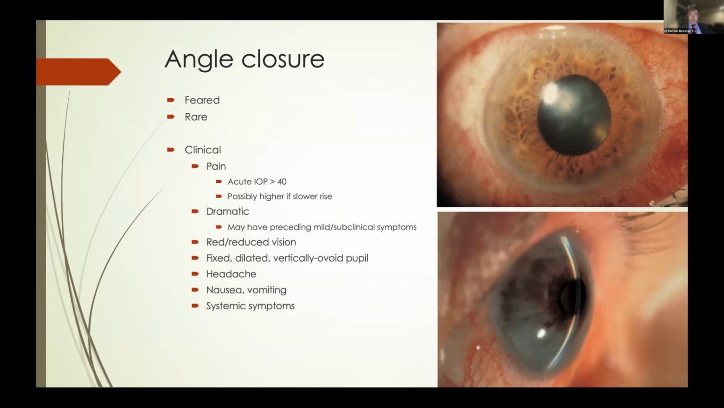Usually, if a patient presents with an angle closure crisis, it's not subtle. They will be in extreme discomfort. The eye will be red, they'll have reduced vision. The pupil will be involved. It'll be fixed and classically described as vertically ovoid due to the ischemia that's present. Patients will also have headache due to the extremely high pressure, nausea and vomiting, and sometimes systemic symptoms due to the massive vagal outflow that's associated with this pain. This is urgent. The patient needs to see us promptly, and in many cases, they'll end up in hospital.